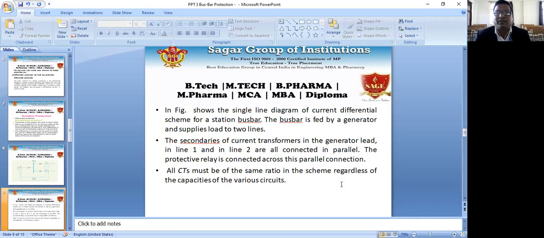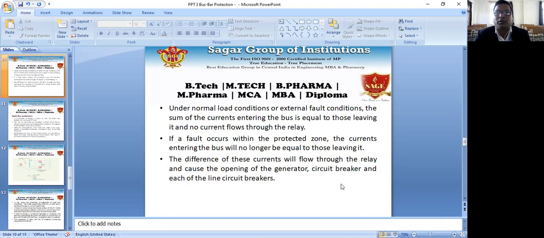In the figure, the single line diagram of the current differential relay is shown for a station bus bar fed by a generator and supplying load to two lines. The secondaries of the current transformers in the generator, line 1 and line 2 are connected in parallel. The protective relay is connected across the parallel connection. All CTs must have the same ratio in the scheme, regardless of the capacities of the various circuits.